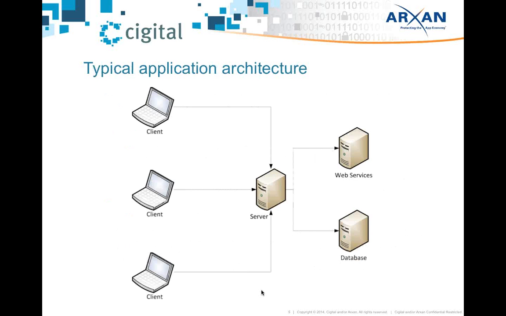So let's take a look at what a typical online application's architecture looks like. We have a bunch of clients talking to a server, which in turn talks to some back-end web services and databases. Now, what are some of the assumptions that we typically make in this architecture? First, we assume that the user can see everything that is sent to the client. So if you want to keep something secret from the user, you don't send it to the client. Second, we assume that users can manipulate everything that is sent to the server. Next.